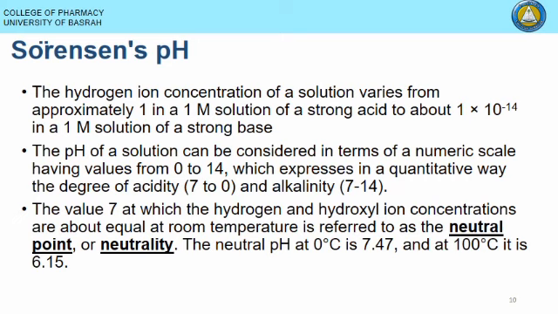For example, at 0 centigrade, the neutral pH value is 7.47, and at 100 centigrade, the neutral value would be 6.15. Now, what about this scale? The scale ranging from 0 to 7 represents the acidity, and when we approach 0, we have higher acidity, and from 7 to 14, it represents the basicity. When we approach 14, we have high basicity.